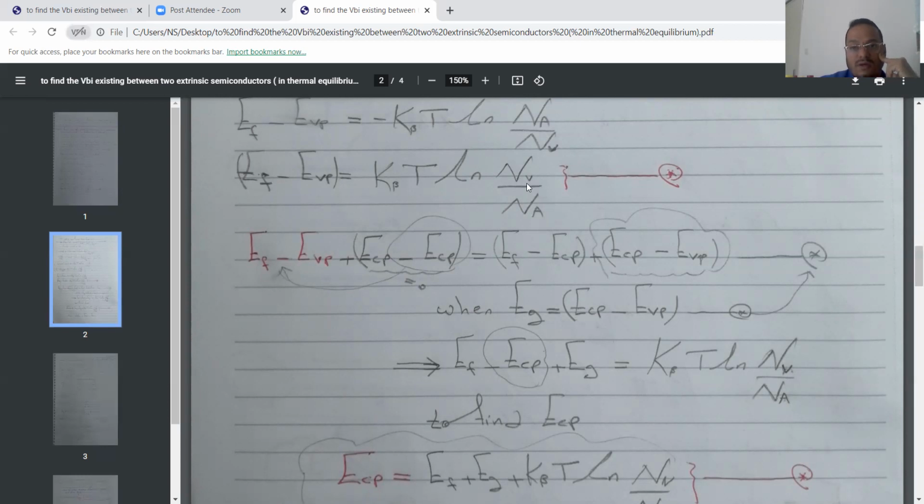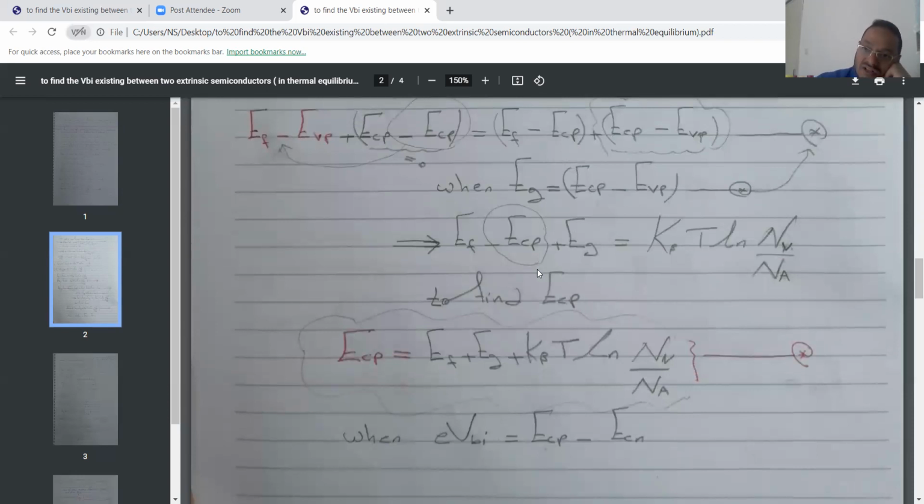Effective density of valence energy band, divided on concentration of acceptors, that's right. To find here our result, what was our result? Our result was about trying to determine the holes of conduction band. That means we can easily determine the last result: the hole conduction energy band equal Fermi level plus energy band gap plus Boltzmann constant, temperature, ln effective density of valence band divided on concentration of acceptors.